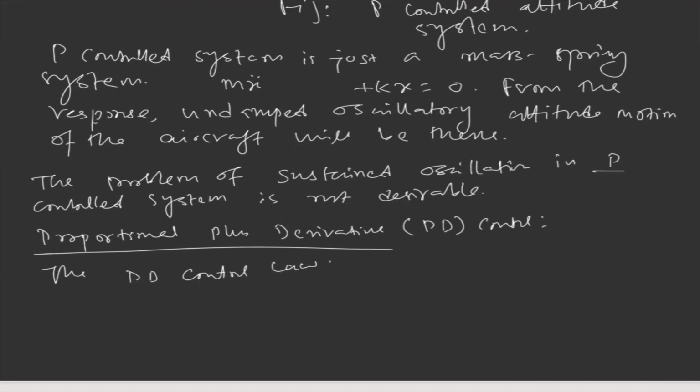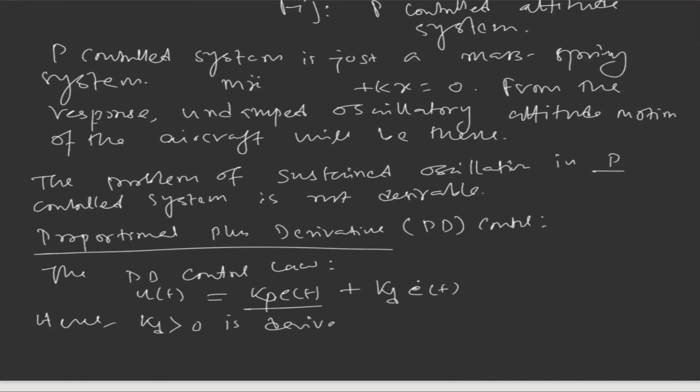law is given by u of t equal to Kp e of t. This is the part of the proportional control, so Kp is the scaling factor, and the derivative control is Kd e dot. So here we are adding the derivative of error to the proportional control. And here Kd is the derivative gain.